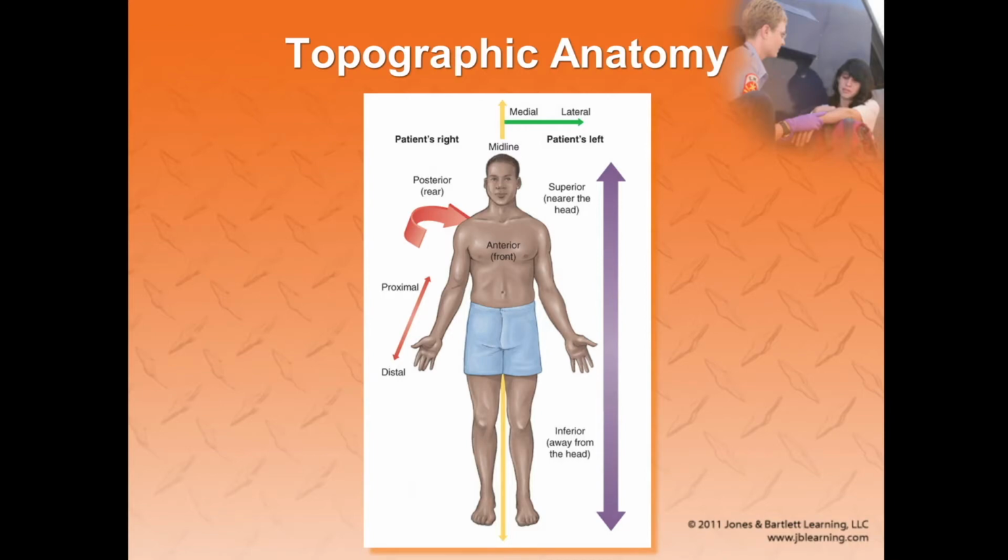Here in this diagram, you can see all the definitions of the terms just explained to you. Keep in mind that the patient's right is going to be opposite of your right. And here you can just review that the anterior is the front, superior towards the head, and inferior towards the feet, or away from the head. Proximal is closer to that midline, and distal is further away.